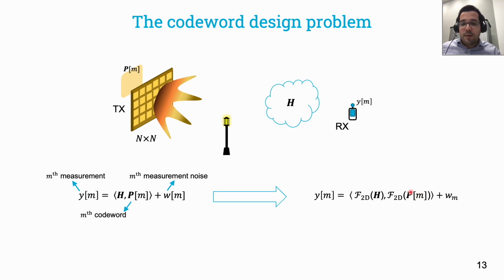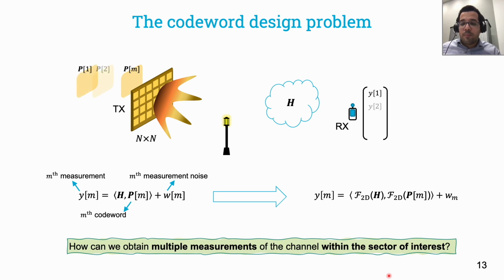Now, when the transmitter applies one code word, the receiver gets just one measurement. But one linear measurement is not enough to estimate the matrix that we have here. So the question is, how can we come up with multiple code words to acquire M measurements within the sector of interest? This means that we need to come up with different code words p_1 up to p_M such that all of them illuminate the same sector, or they have the same support for their 2D DFT, while they result in different measurements.